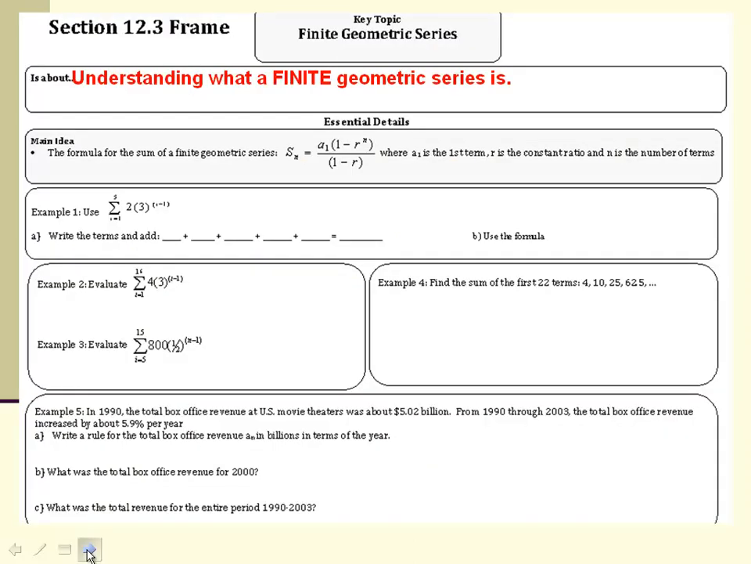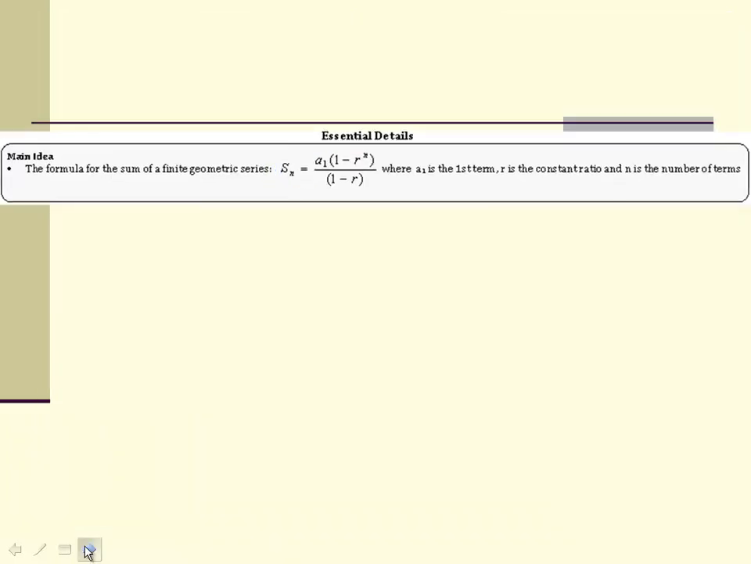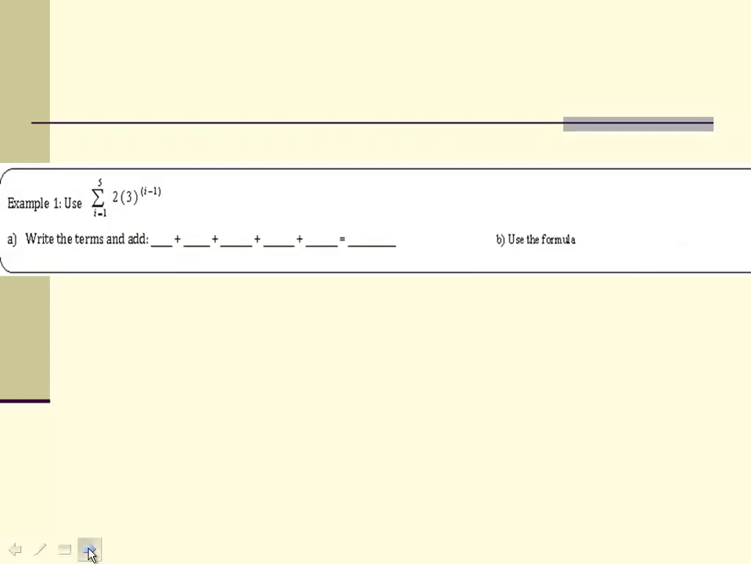Okay, let's look at the other side of our frame. This is finite geometric series, finite versus infinite. The next lesson is infinite geometric series. So finite geometric series means it stops. So here is our formula that we are going to use. Our main idea, the formula for the sum of a finite geometric series is right here, where a sub 1 is the first term, r is the constant ratio, and n is the number of terms. Same things that we've used so far.